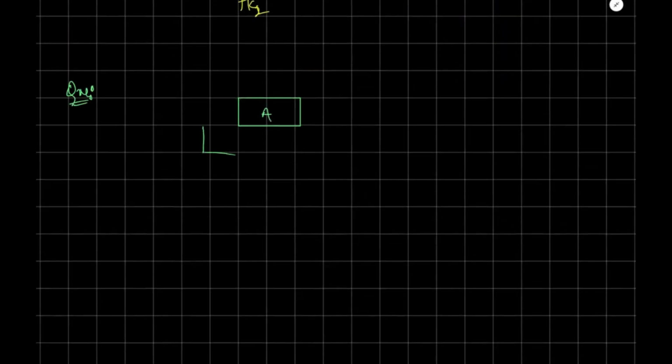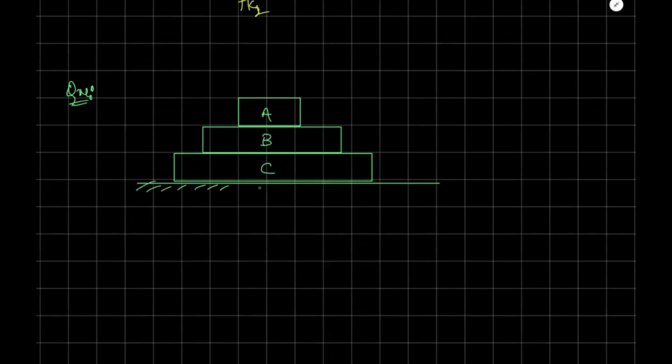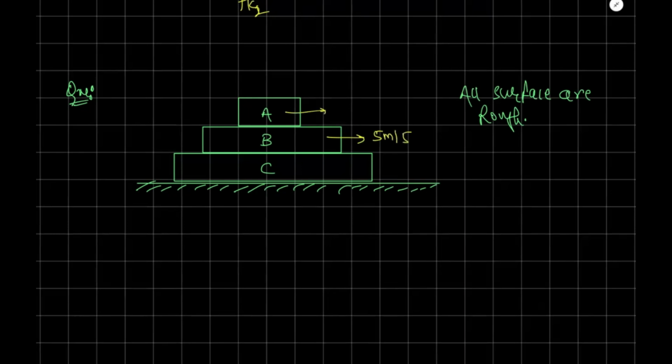Now, one more question. Suppose this is block A, this is block B, and this is block C, and all surfaces are rough. It is given that this object is moving with a speed of, let's say, 5 meters per second, this is moving with a speed of 15 meters per second, and this is moving with 10 meters per second. We have to find out the direction of friction on each and every object. कौन बताएगा इस बार?